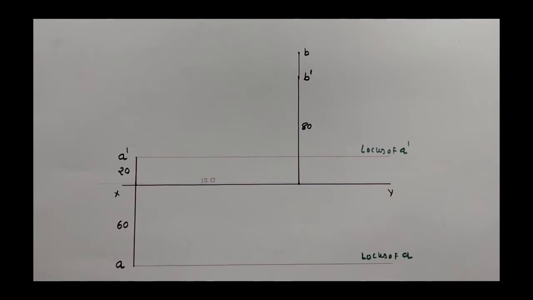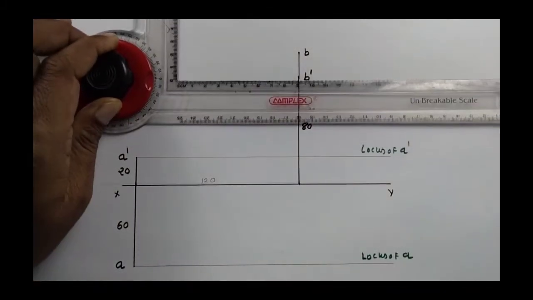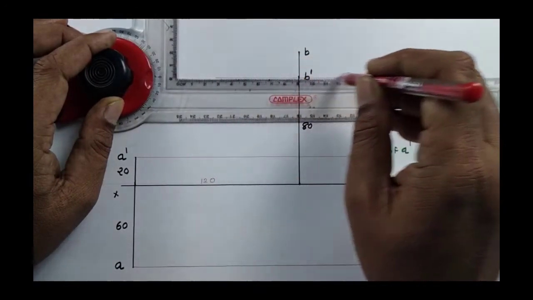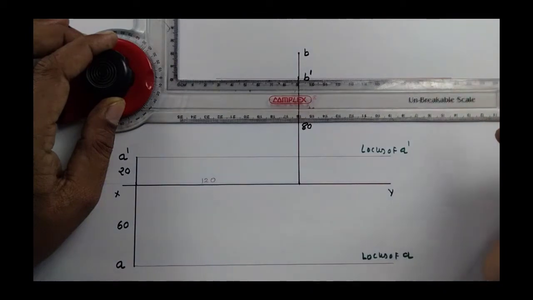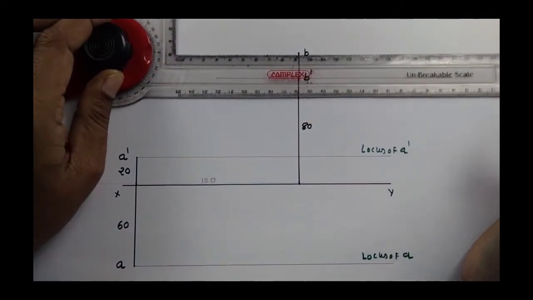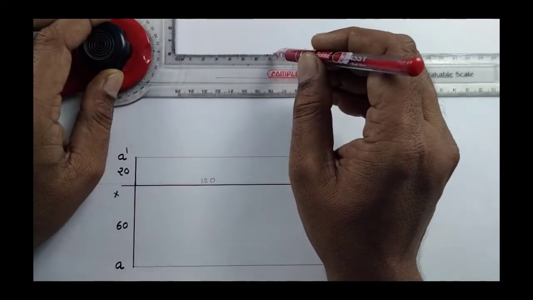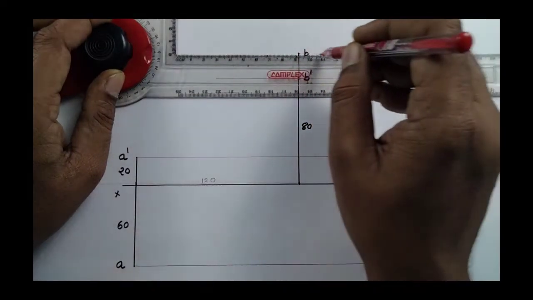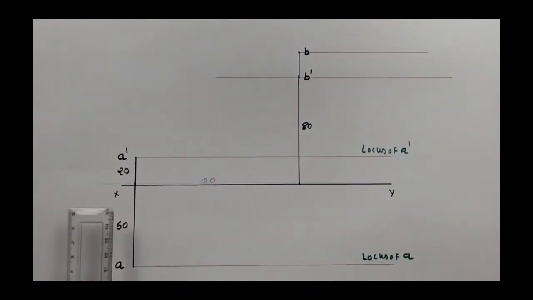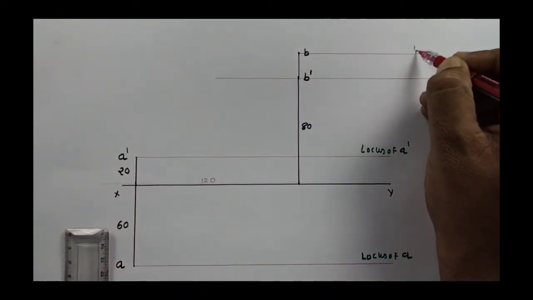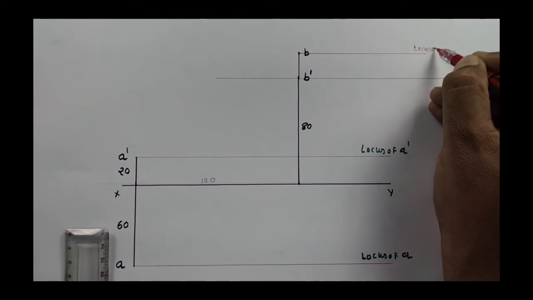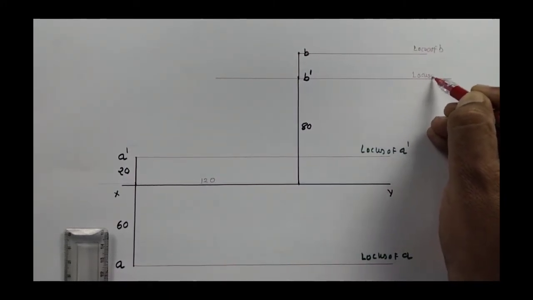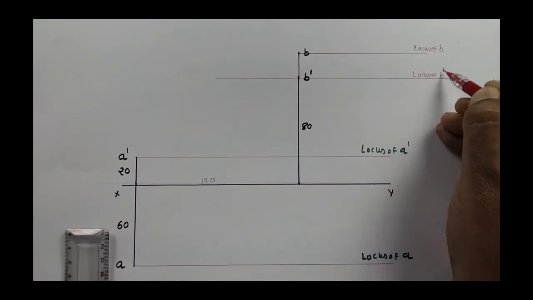From this plan point I draw the locus of B dash and locus of B. So here we write the plan locus of B point, and locus of B dash.